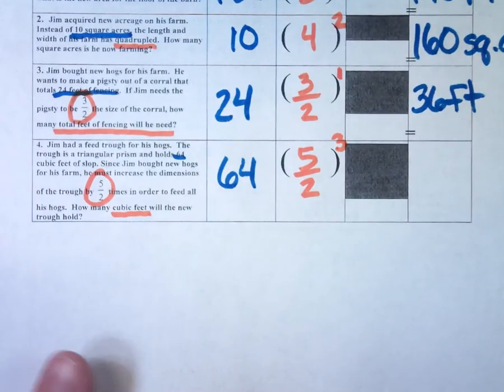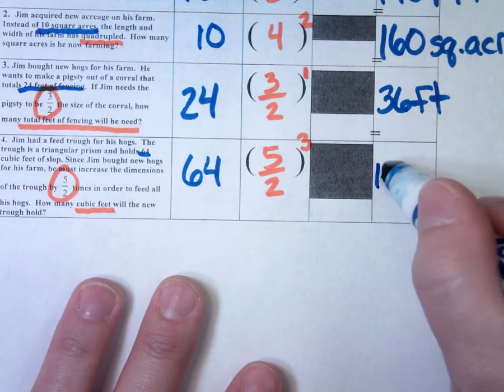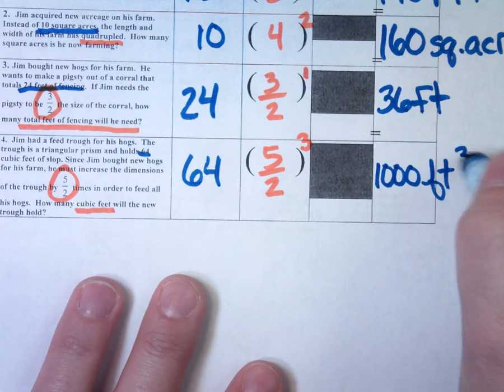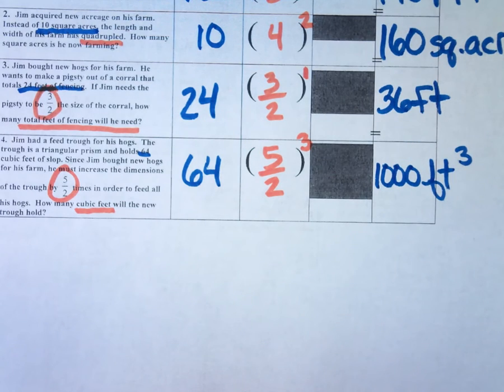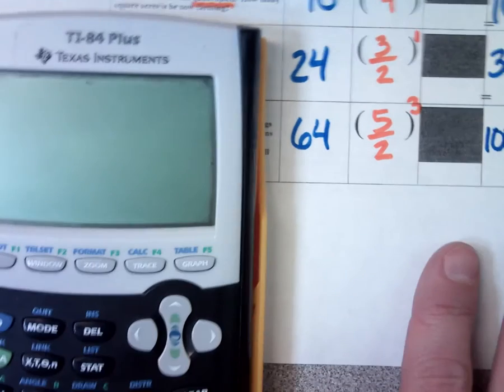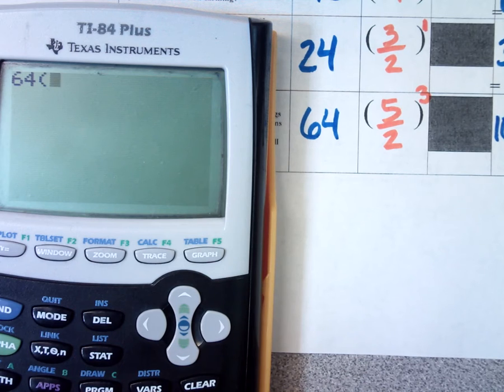Okay, work that out. If you need to see me put it in the calculator, I'd be happy to. 1,000. Yeah, you get 1,000, and that would be 1,000 cubic feet. So that's how big his new trough is. Does anybody need to see me put it in the calculator? You do, Austin? Okay, so if I were to put it in my calculator, I would type it just the way I wrote it. I would type the 64 and then in parentheses 5 divided by 2 and then raise it to the third. So I just plug it in just the way I write it.